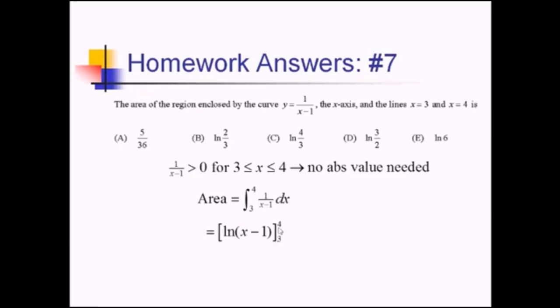So now plugging both these numbers in, I've got the ln of 4 minus 1, which is just ln of 3, minus ln of 3 minus 1, so ln of 2. That doesn't look like any of the answer choices, so I'm going to have to combine these using log rules. When we subtract logarithms, we're really dividing the things inside to merge it into one big log. So I can write this as just ln of 3 divided by 2. That matches answer choice D.